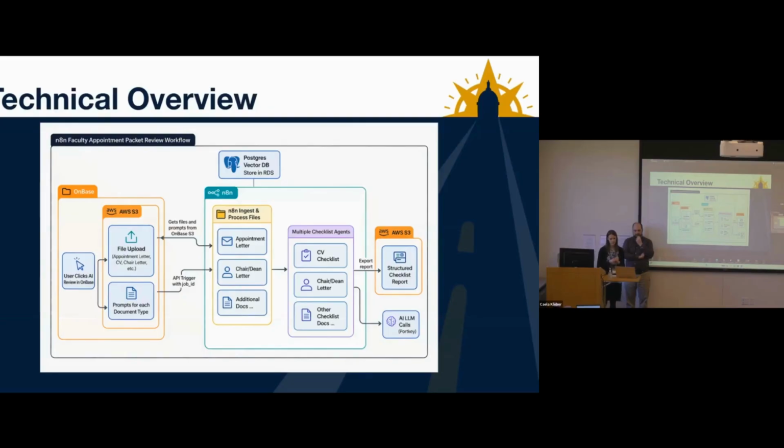So we send that information to the LLM, we get the results back, and then as Joe mentioned, aggregate them, put them into one report, and make it look nice in HTML. We send that back to Amazon S3, and then OnBase does a get to the API to see that the job is complete.